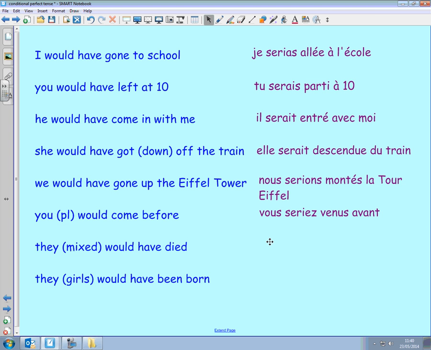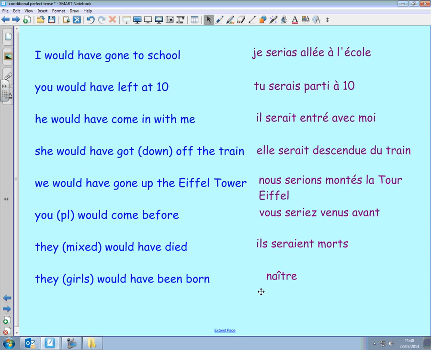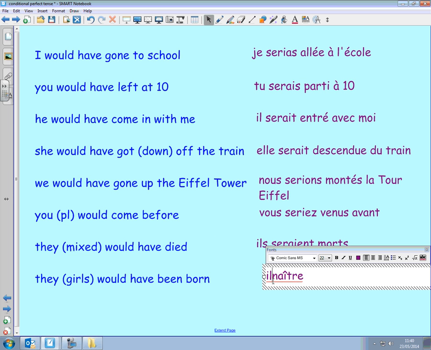They would have died. Oh my goodness, let's hope not. So, ils seraient, and this is our irregular, mort. It's obviously mixed, so we don't add an e, but we have to add an s. And they would have been born, so elles seraient, and again this is irregular, so né, and add an s on the end.